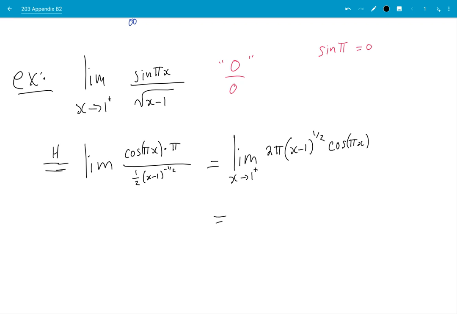Okay, now my fraction has disappeared, right? So this confusion has been resolved. Cos of 0 is 1. So I can just plug in the 1 plus and get 0. Very happy. I'm very happy about that.